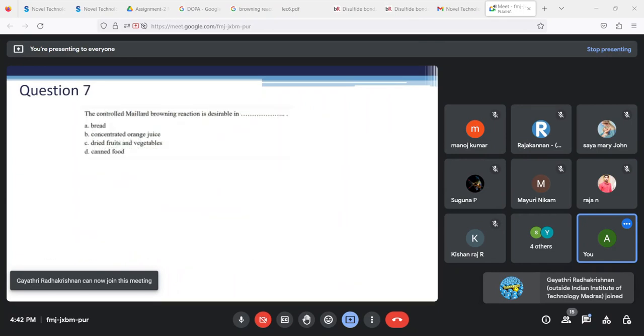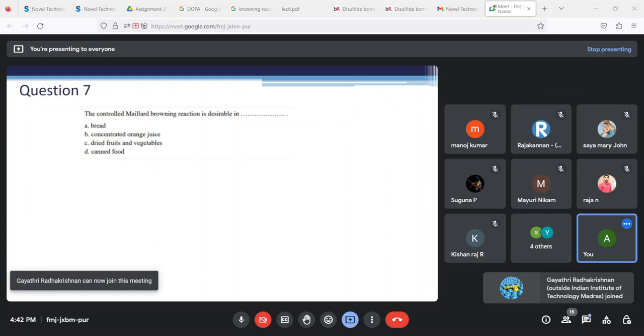Okay, moving to question 7. The controlled Maillard browning reaction is desirable in which of these food compounds? A. Bread, B. Concentrated orange juice, C. Dried fruits and vegetables, and D. Canned food. Bread.